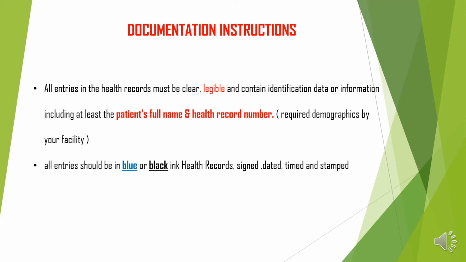Again, all entries in the healthcare record should be in blue or black, so you don't have the authority to use the red pen, only blue and black. And after you finish your entry, you have to put your name, signature, date, and time with the stamp. If you make sure that you put the demographics on the form, and you make your entry in blue or black, very legible, very clear, with sign, stamp, date, and time, it is considered a clear and correct entry in the medical record.